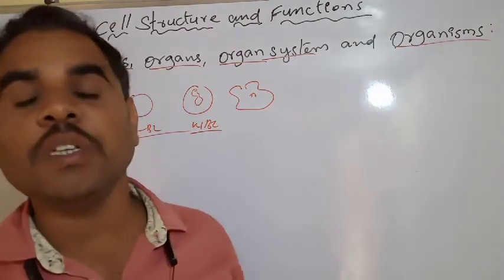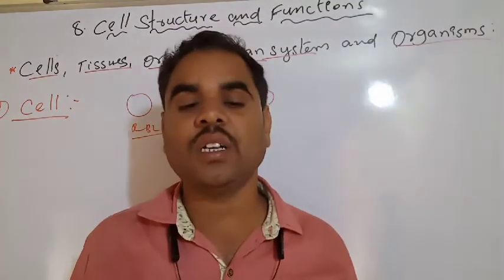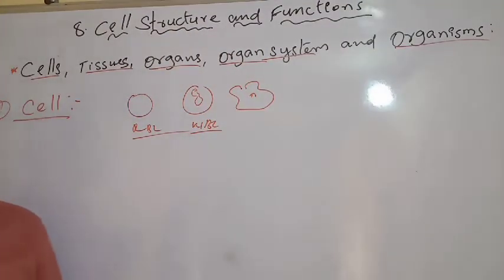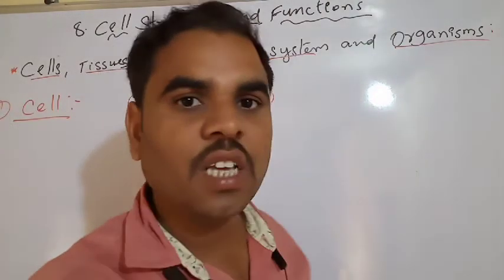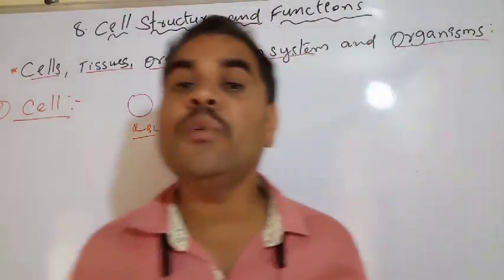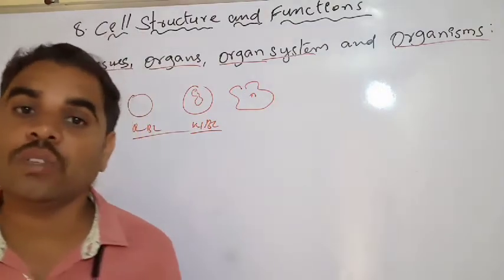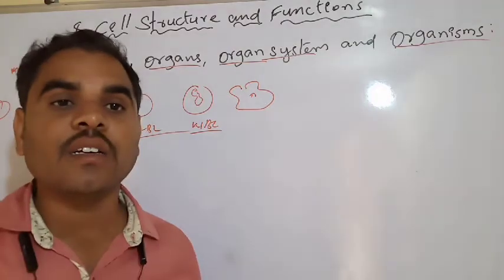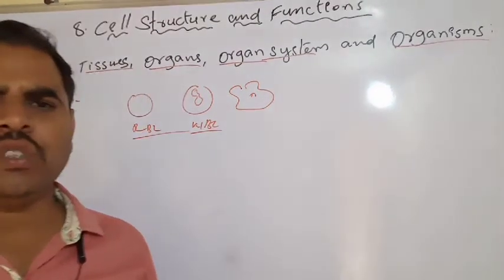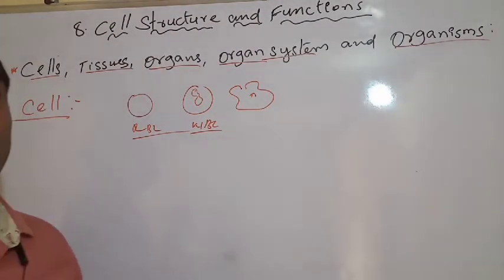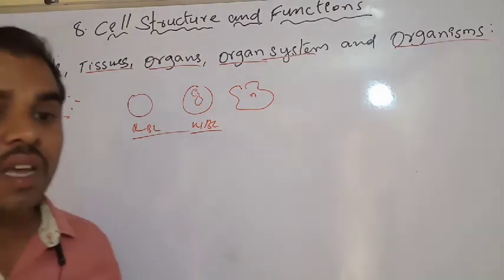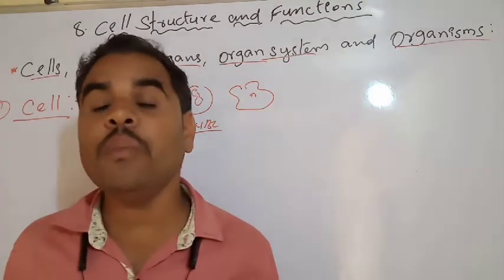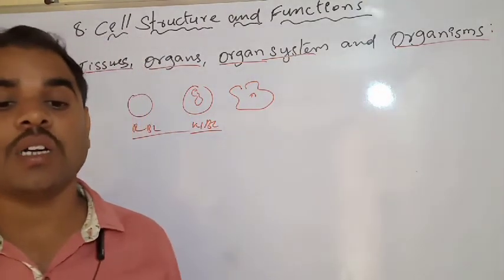Most of the cells are specialized to perform particular functions. They are called specialized cells. For example, muscle cells. What is the function of muscle cells? Muscle cells help in movement. Tendons and ligaments are connective tissues, and they help in movement. They can bring about movement in the body parts.